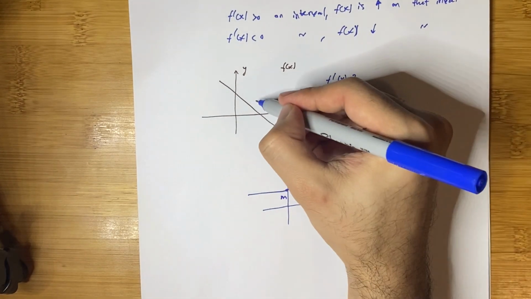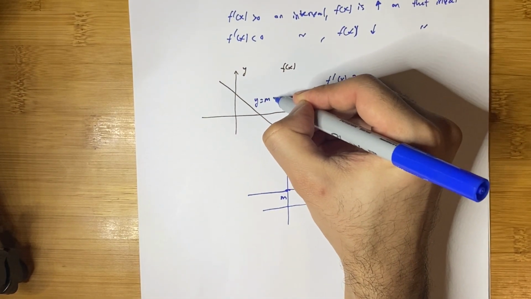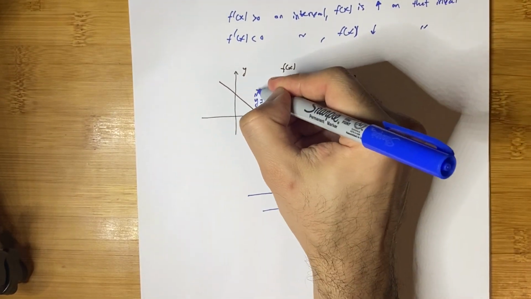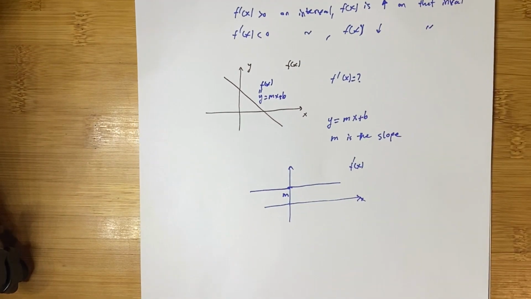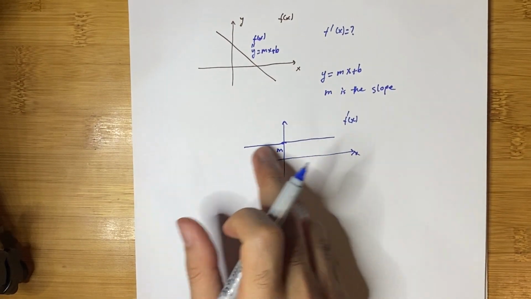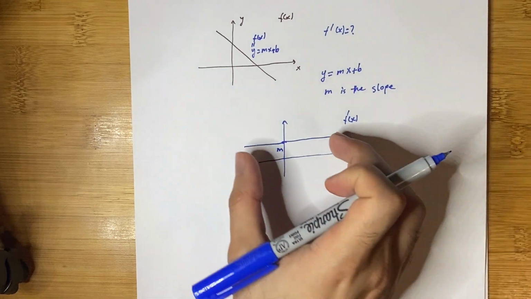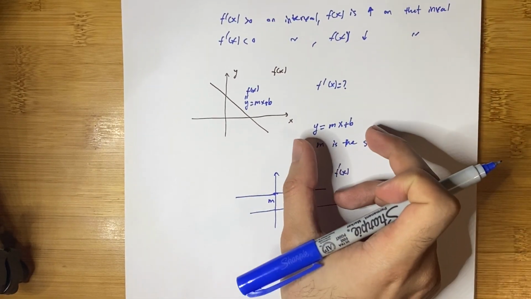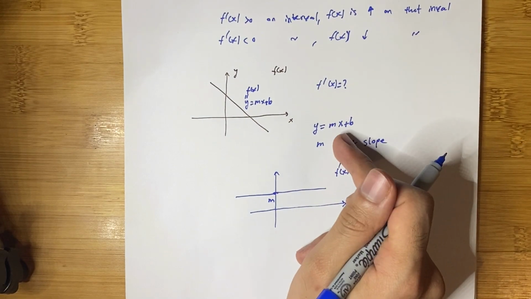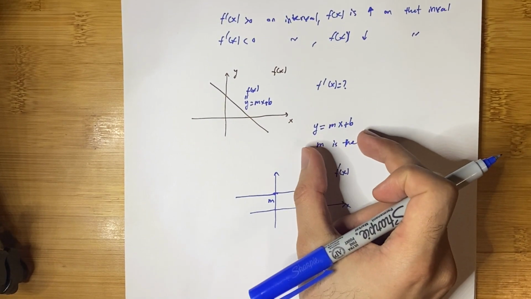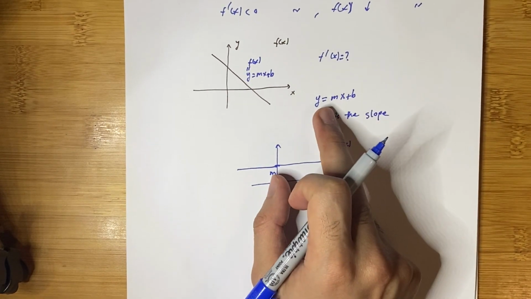If we assume the equation is mx plus b for this function, the derivative will be just the slope of that function, which is just a constant. You can also apply the power rule here, and the derivative of a constant is zero, so the derivative will be just m.